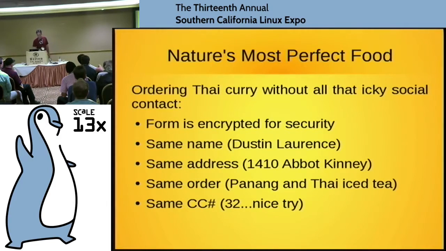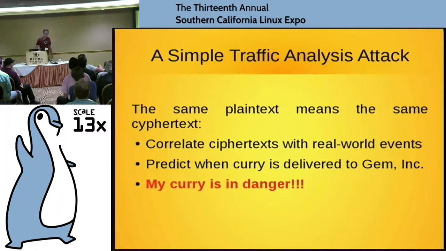So what does that mean, though? Here's the problem. Every cipher we've looked at encrypts the same plaintext as the same ciphertext. It has to. That's what it means to be a function. And that means that somebody, without reading them at all, can correlate ciphertext with real-world events.